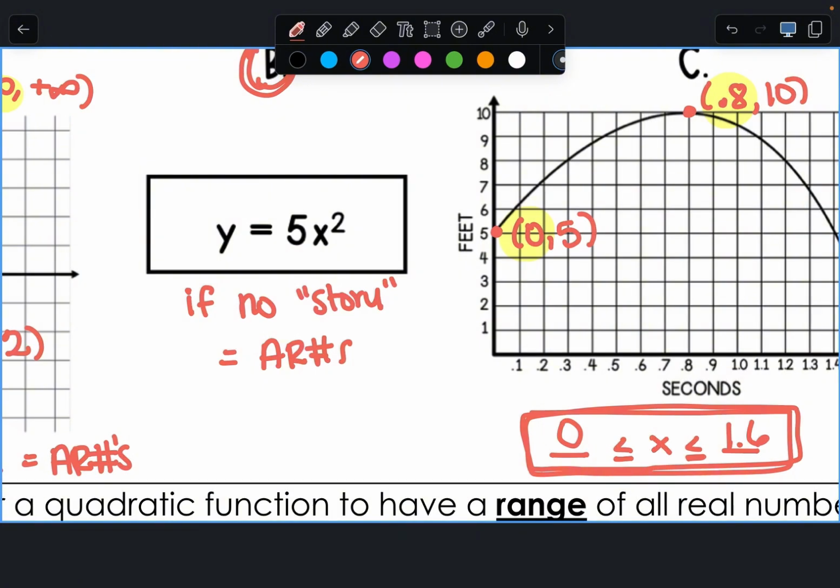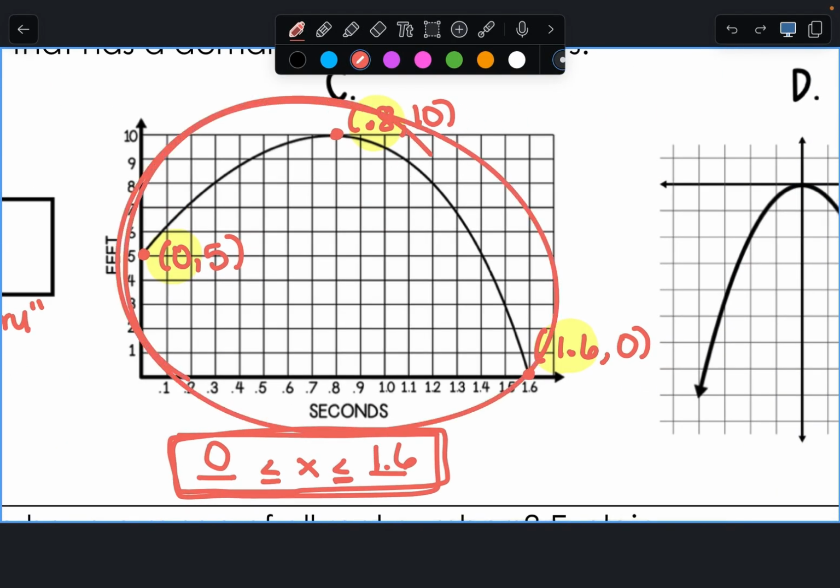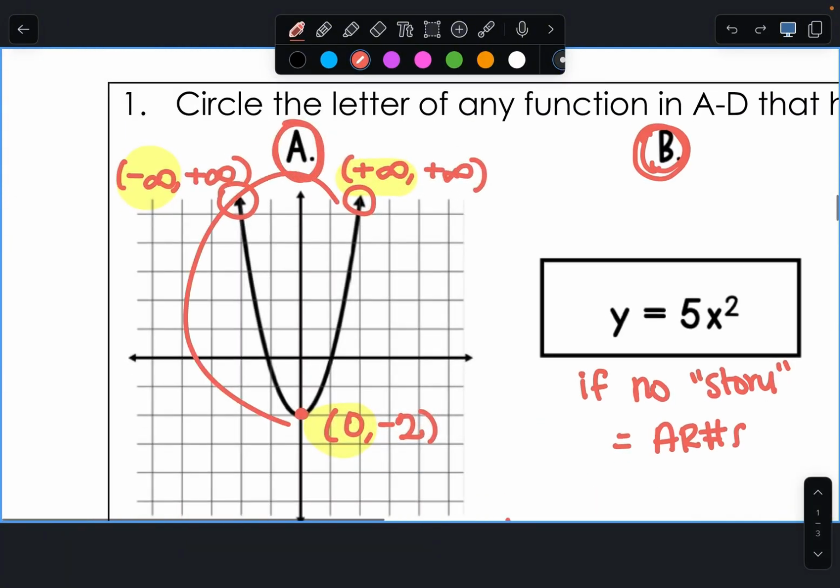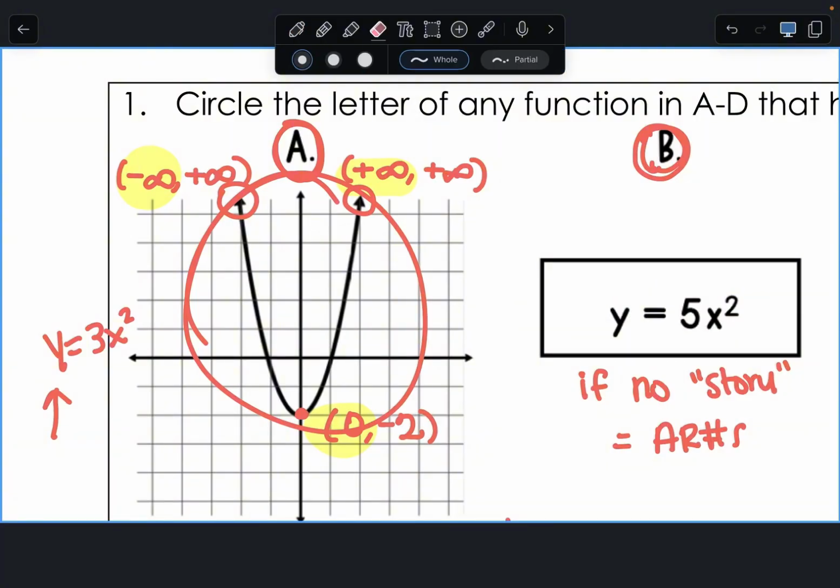This does not mean all my y values. No. Like this parabola here has its own equation. This parabola here has its own equation. This one could be what? y equals 3x squared. But that doesn't mean that that's the range. Okay? All right. But it's not 3x squared, so don't write that down.